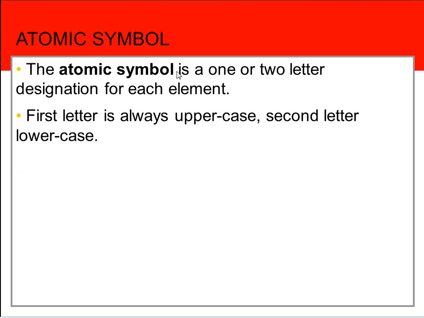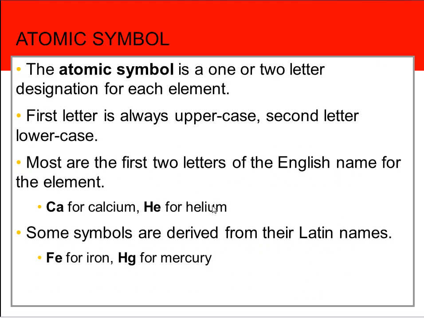The atomic symbol is a 1 or 2 letter designation for each element. It's always uppercase, followed by potentially a lowercase letter. Most are the first 2 letters of the English name for the element. So Ca is calcium, He for helium.